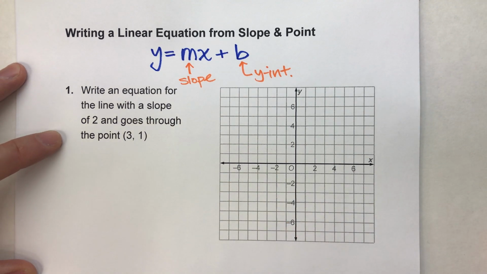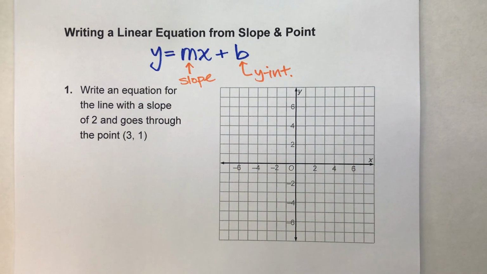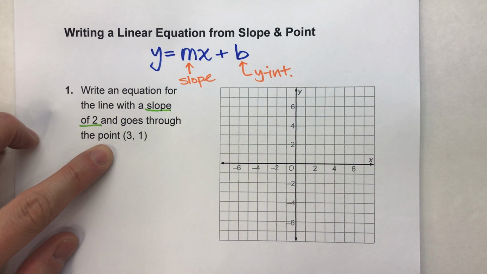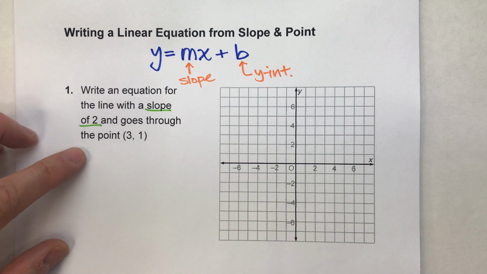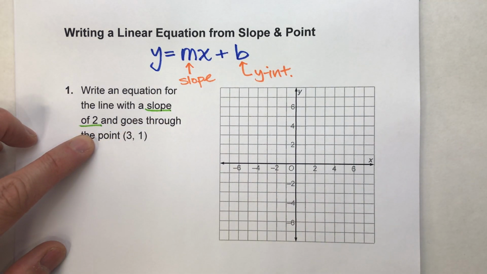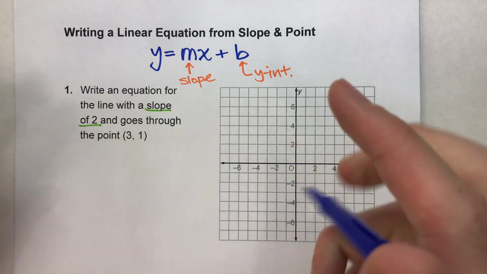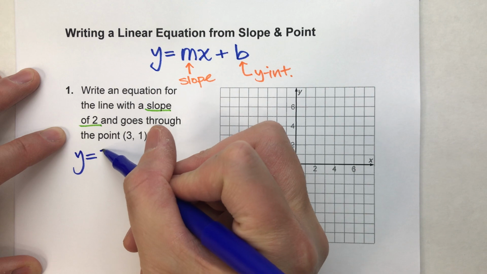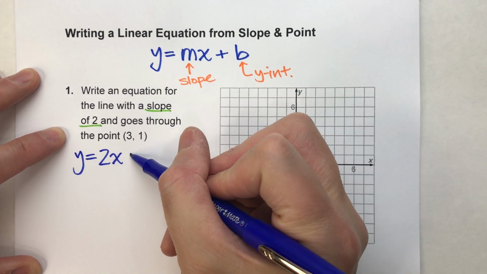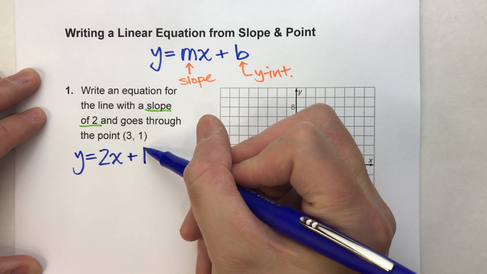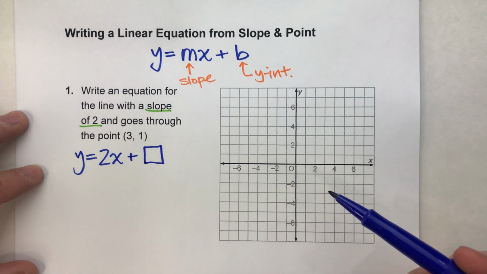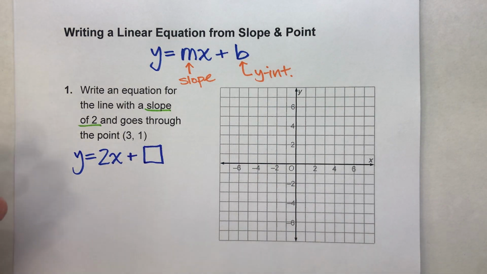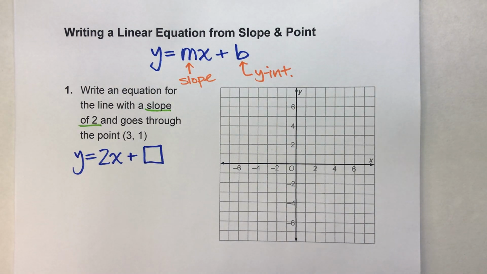Here's our example. Write an equation for the line with a slope of 2, so there's our slope, and it goes through the point (3, 1). Okay, so notice, again, we know the slope of our line. So our equation is going to be y equals our slope times x, so 2x, plus the y-intercept, which we don't know. So we know our equation is going to be y equals 2x plus something. We just don't know what that something is. However, we can figure out what that something is.